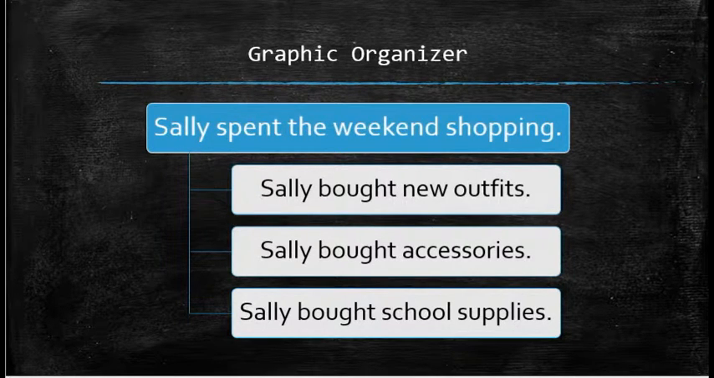So Sally bought new outfits, Sally bought accessories, and Sally bought school supplies. And we have just completed our graphic organizer, and we would be able to write a paragraph about this if we wanted to. We could say the story was about Sally and her weekend that she spent shopping, and on her shopping trip she bought new outfits. She also bought some accessories to match her outfits, and she bought school supplies as well. So you would be able to say that. We'll be going through some more complicated examples, of course, in the future, but this was an easy one that helps to kind of organize how we're going to look at this and the steps that we're going to take.